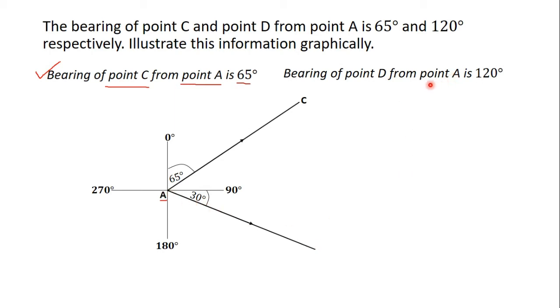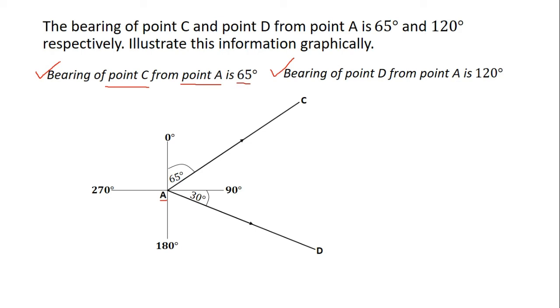So once again, we have our starting point A. We have the angle 120 degrees drawn. Then our ending point is point D. So you see, you have been able to illustrate these two pieces of information, the first one and the second one, on this same diagram. It's very important that you understand how to represent bearings on diagrams. We are going to use them a lot when we are solving distance bearing problems.